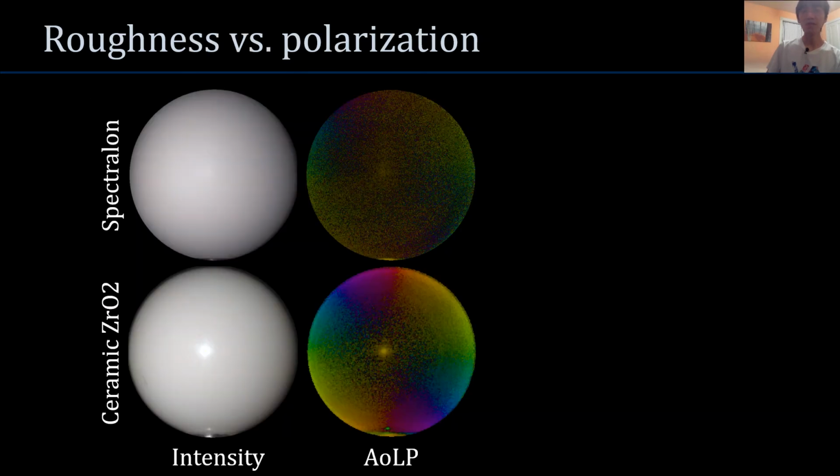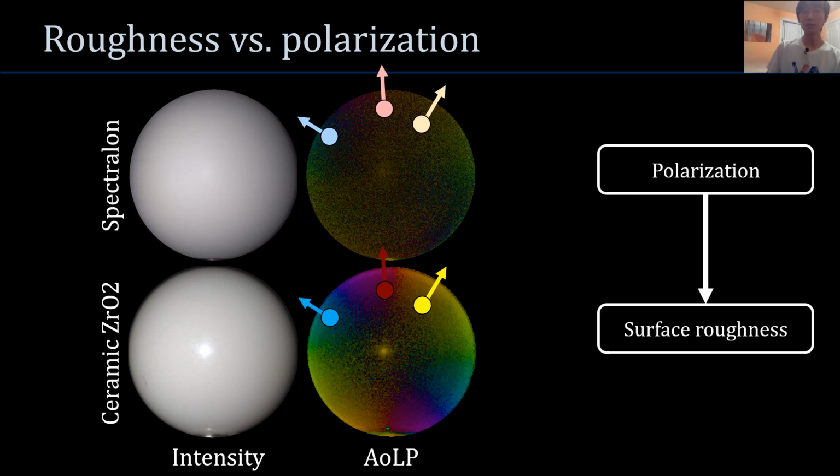Next, we examine the impact of surface roughness on polarization using rough spectralon and smooth ceramic materials. In the AOLP, the normal dependency of ceramic material is stronger than spectralon material. This suggests that there is a correlation between roughness and polarization, which can be exploited to infer roughness from polarization.